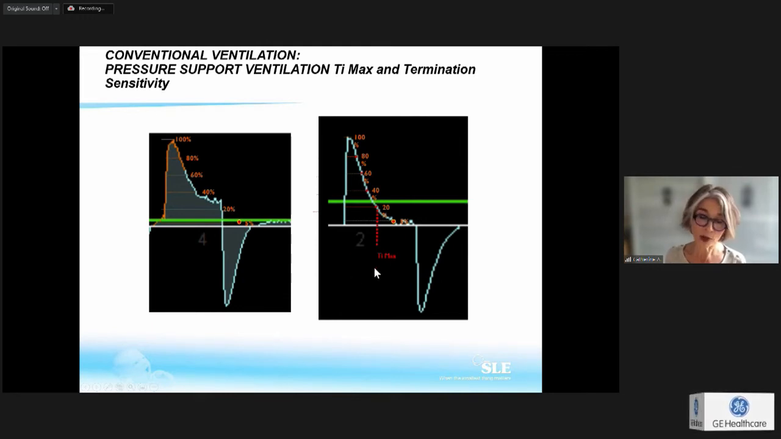The TI max is used whenever the patient stops breathing. If the patient stops breathing, the ventilator, you remember, will take over, will push a breath, and this time it will use the TI max to stop the breath. So here, I just have to be careful, because if I set a TI max which is too short, you see here, I reach the TI max before I have the time to go to the 5%.